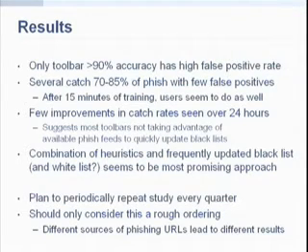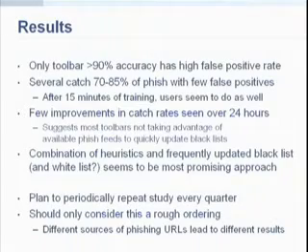So overall, if we just summarize the results, there's only one toolbar with greater than 90% accuracy, and unfortunately it has a high false positive rate. Several toolbars catch about the 70 to 85% level, so that's pretty good, with very few false positives. One thing that's important to note is that after about 15 minutes of training, this is roughly how well people do in the training that I described earlier. So maybe if we do a combination of the two, that might be pretty good. There are few improvements in catch rates seen over 24 hours.